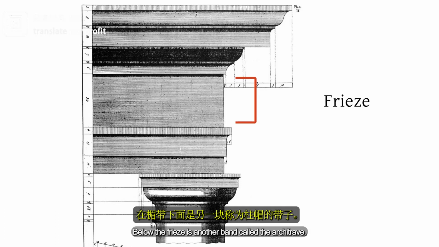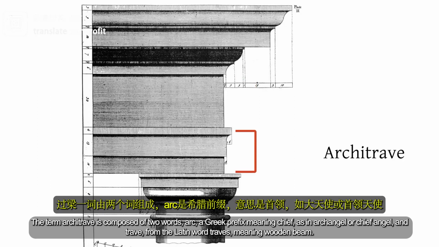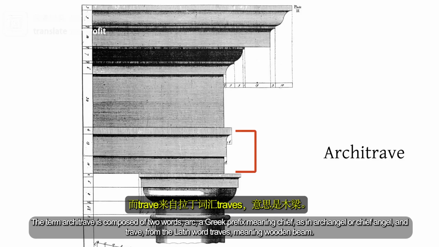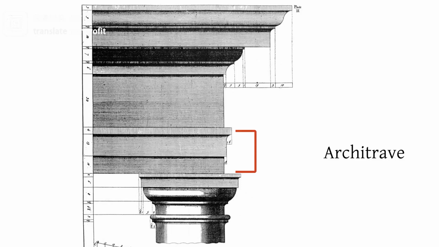Below the frieze is another band called the architrave. The term architrave is composed of two words: arch, a Greek prefix meaning chief, as in archangel or chief angel, and trave, from the Latin word trabes, meaning wooden beam. So the architrave is the chief beam or the chief structural element of the entablature.